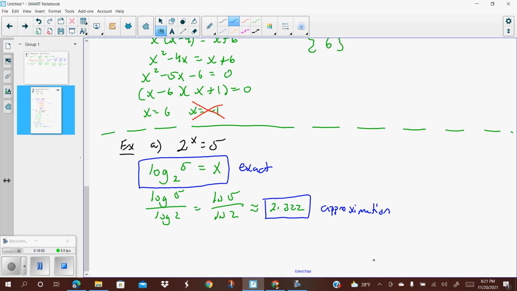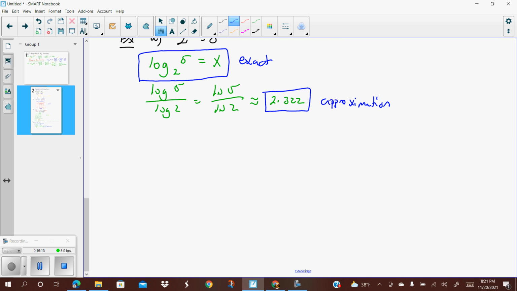Okay, that's hopefully not too difficult to see. Let's do one more of those. Why not? Extend this just a little bit. There we go. So we'll do example B. This will be 8 times 3 to the x equals 5. That is an equal sign, believe it or not.